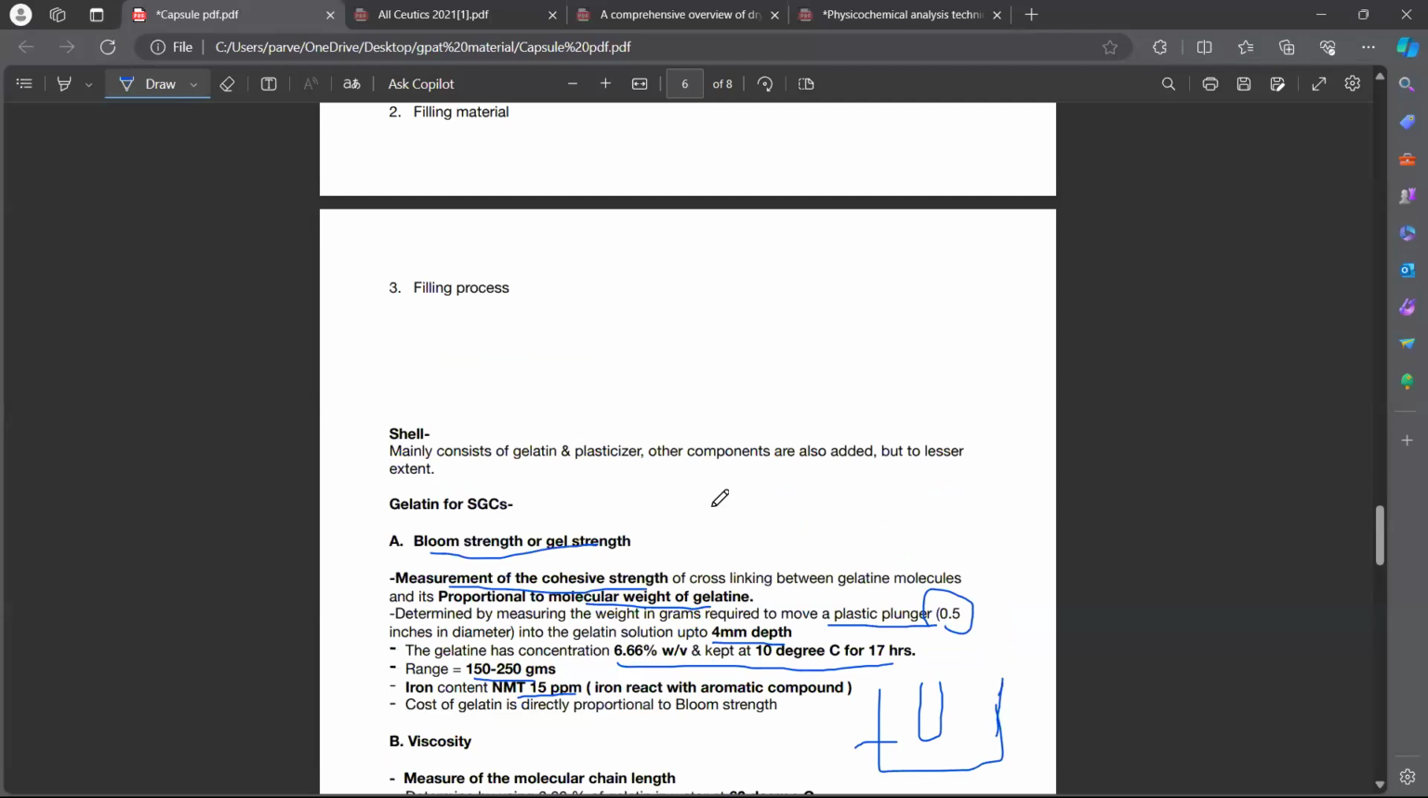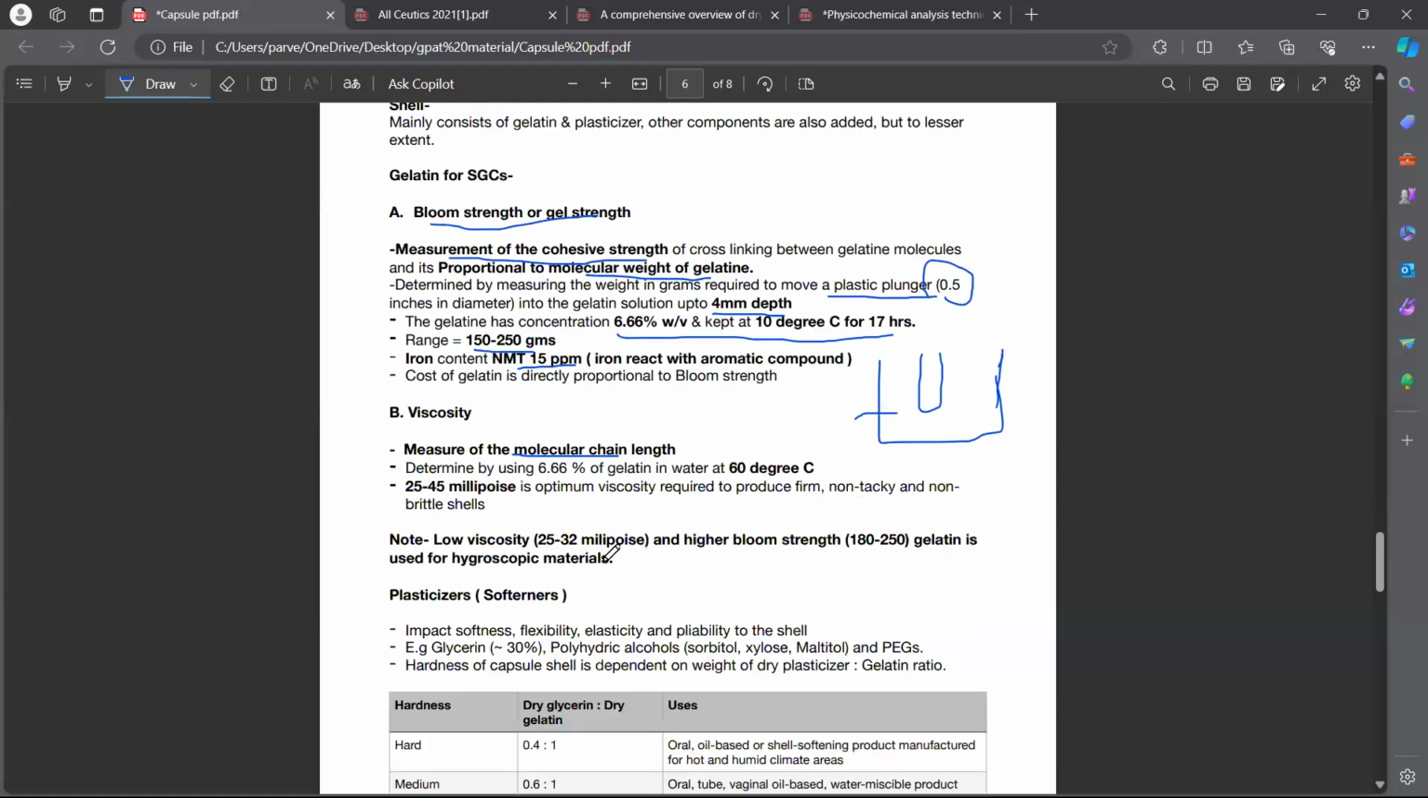So viscosity of the gelatin measures the molecular chain length. It is also determined at 6.66% at 60 degrees Celsius. Generally the optimum viscosity required to produce non-tacky, non-brittle shells is 25 to 45 millipoise. So here the note, guys. This note is very important. Low viscosity and high bloom strength gelatin is used for the hygroscopic materials.